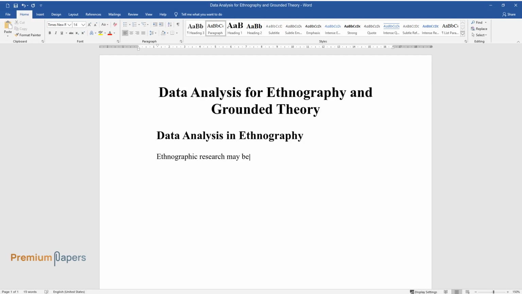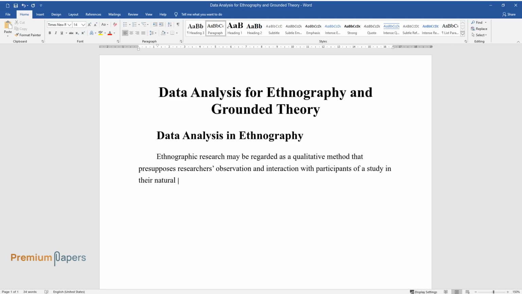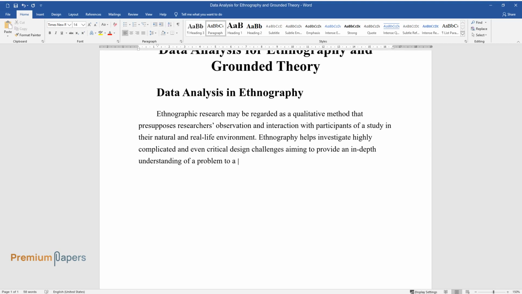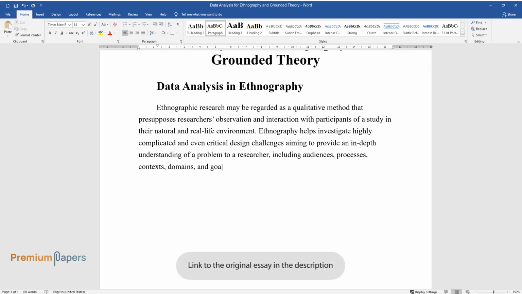Ethnographic research may be regarded as a qualitative method that presupposes researchers' observation and interaction with participants of a study in their natural and real-life environment. Ethnography helps investigate highly complicated and even critical design challenges, aiming to provide an in-depth understanding of a problem to a researcher, including audiences, processes, contexts, domains, and goals.